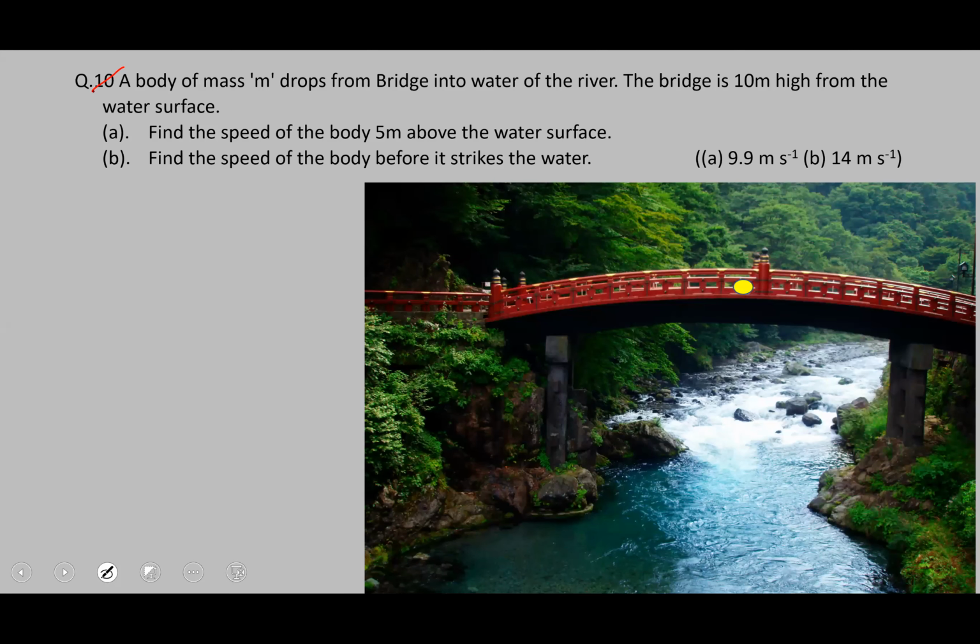Let's consider this as a bridge, and this is the ball which we want to consider, and the ball is at a height h1 of 10 meters from the river.